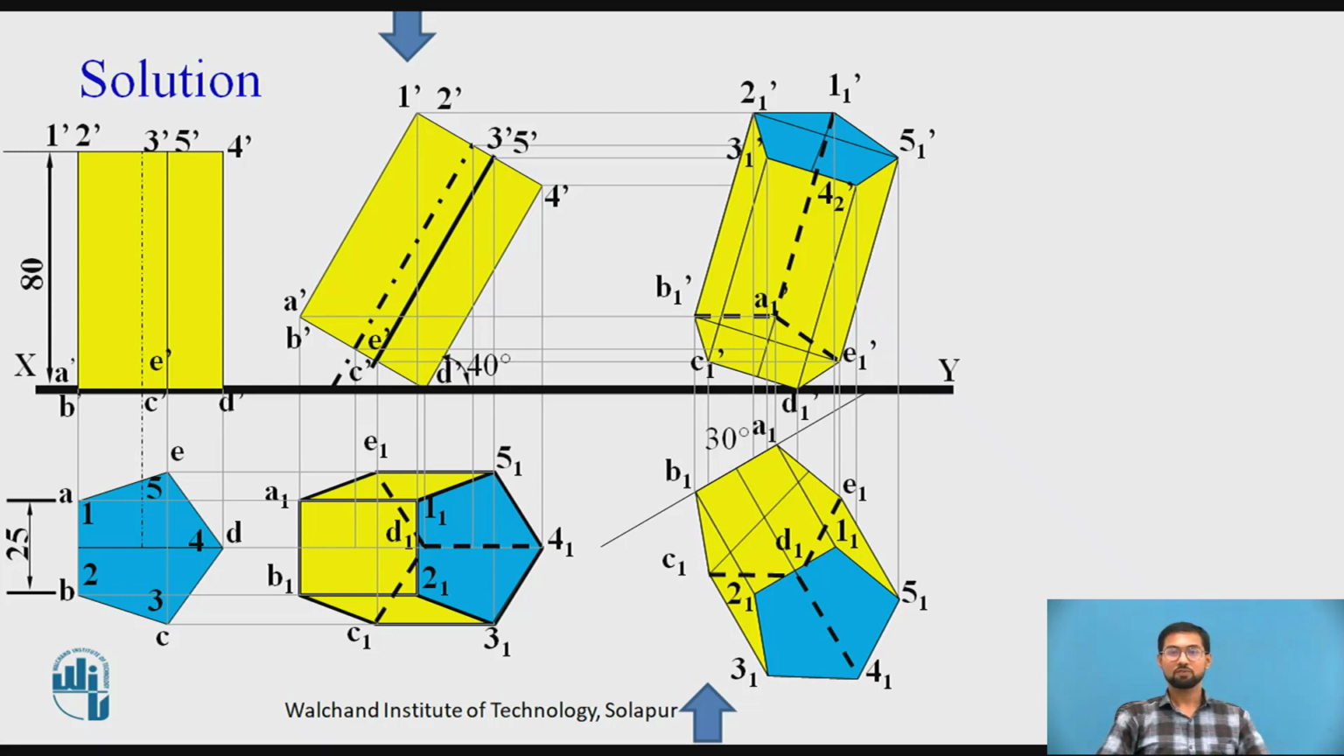Then which are the things that are visible here? 3 1 C1 is visible. So 3 1 C1 is a dark line again. Then if you observe, 4 1 and D1 is also visible from the bottom view. So it is also a dark line. While A1, 1 1 dash to 1 1 dash is our hidden line. A1 dash to B1 dash is a hidden line. A1 dash to E1 dash is a hidden line.